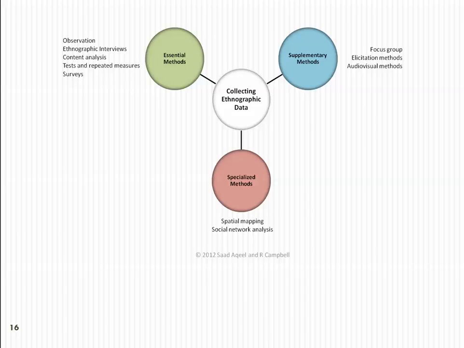And then finally on the bottom are specialized methods, especially spatial mapping and social network analysis, which are more advanced techniques, and as undergraduates you wouldn't necessarily be expected to do that, with the exception of maybe physical mapping of the environment you are working in.